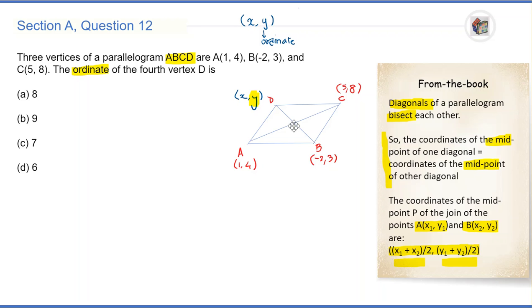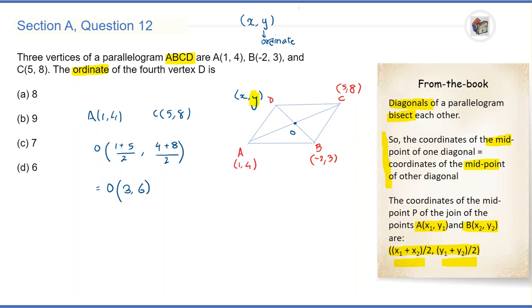Now if I focus on AC, then this midpoint O of AC will be what? So let's look at what A and C are. This is (1, 4) and (5, 8). And I know how we get the midpoint. It is the average of the x's, so (1 plus 5) by 2, and the average of the y's, (4 plus 8) by 2. So this is going to give me that the coordinates of this midpoint are (3, 6).